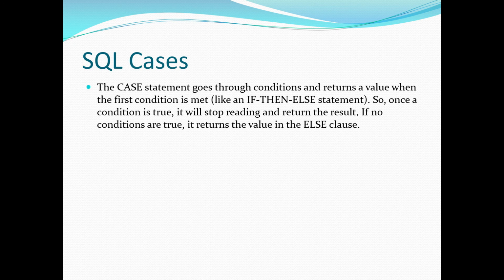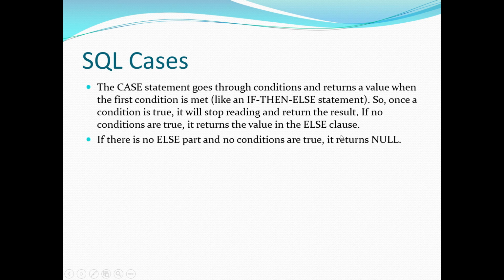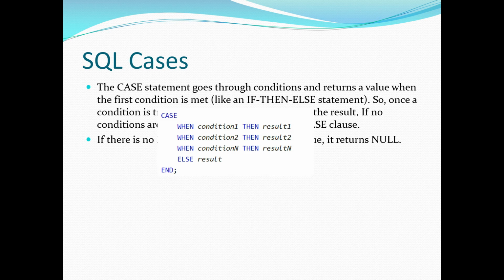The CASE statement goes through conditions and returns a value when the first condition is met, like an if-then-else statement. The SQL CASE is just like if and else. So once a condition is true, it will stop reading and return the result. If no conditions are true, it returns the value in the ELSE clause. If there is no ELSE part and no conditions are true, it returns NULL. In its statement, the CASE keyword is used, and inside it, WHEN a condition is true, THEN show me this one. When this condition is true, then show me this one, and similarly for the ELSE, show me the result, and END.